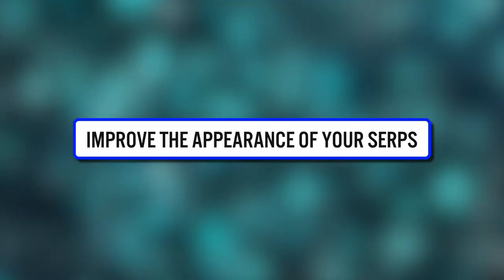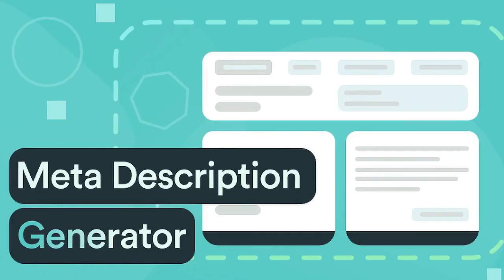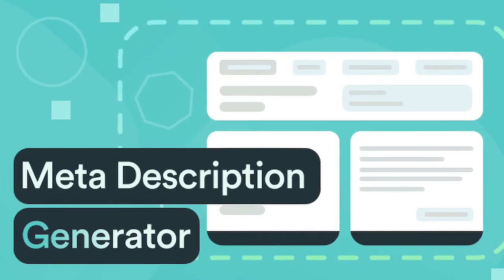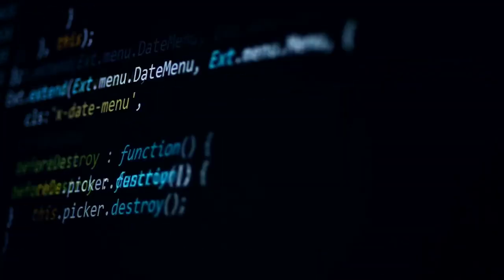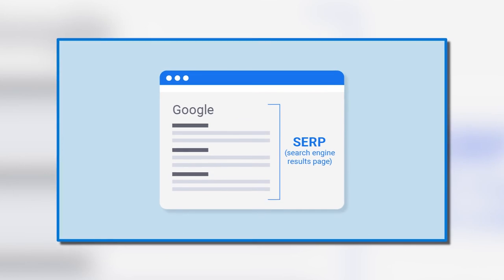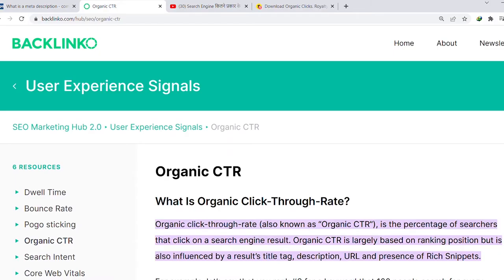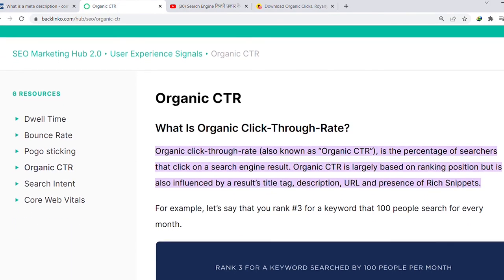Improve the appearance of your SERPs. Using the term in your meta description and meta title is insufficient. You must optimize these crucial pieces of information to increase their visibility on the SERP and promote more organic clicks.